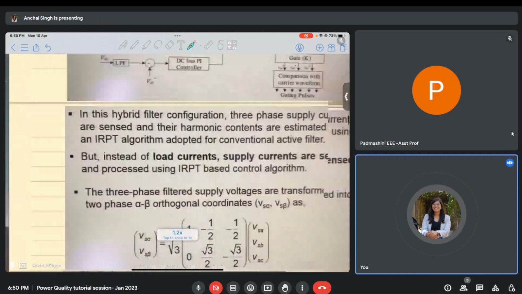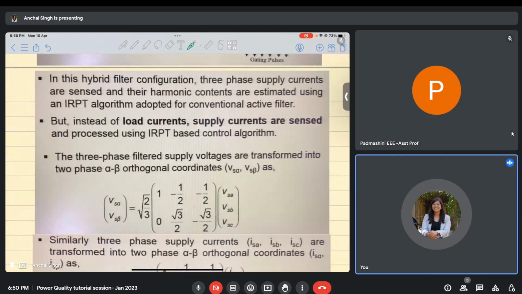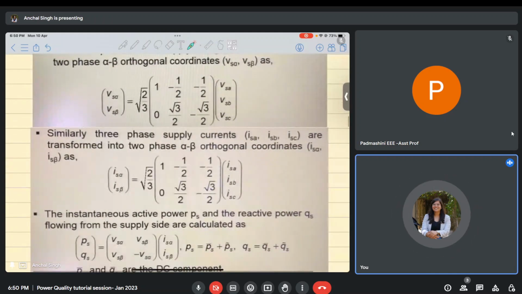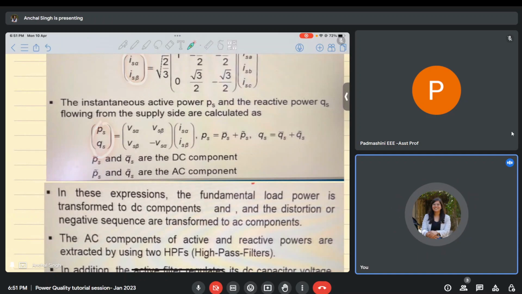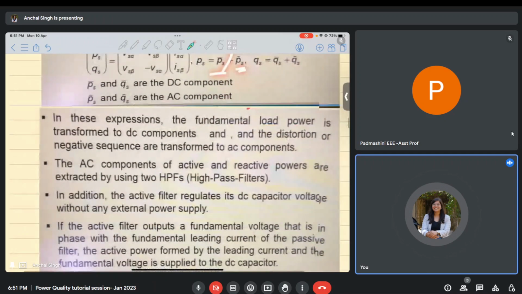Now, if you look at the equations of this particular control algorithm, using the ABC phase voltages, you will first obtain the alpha beta parameters using the Clarke transformation. Similarly, from sensed ABC supply currents, you will obtain the supply alpha beta parameters. Then using Vs alpha, Vs beta, Is alpha, Is beta, you calculate the Ps and Qs values, which will have both DC and AC components. Then I need the AC components, and to obtain that, I put a high pass filter that will give me the AC components, Ps tilde and Qs tilde.